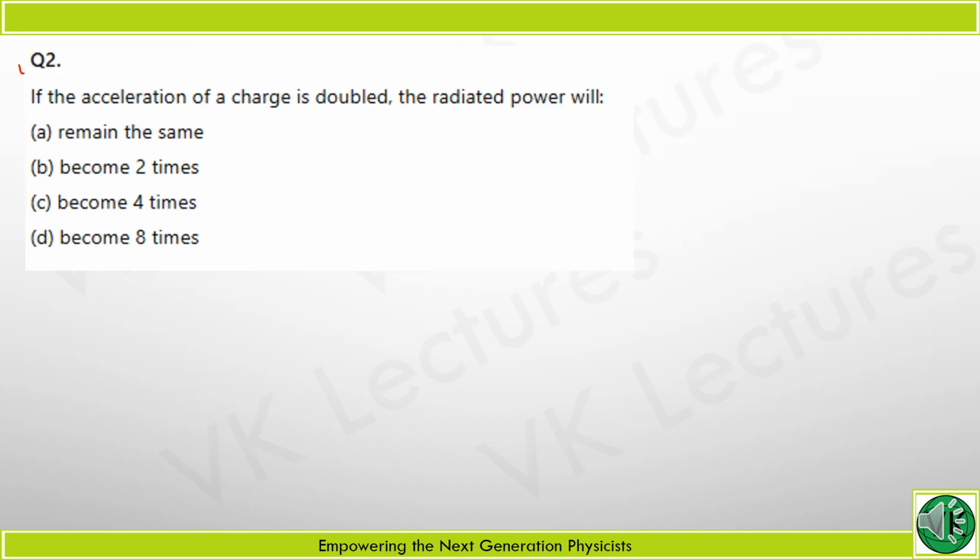So here we have a question for practice. If the acceleration of the charge is doubled, the radiated power will be. So the power radiated, as we know the Larmor formula, P is equal to Q square A square divided by 6 pi epsilon naught C cube.